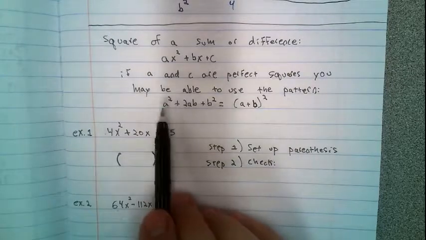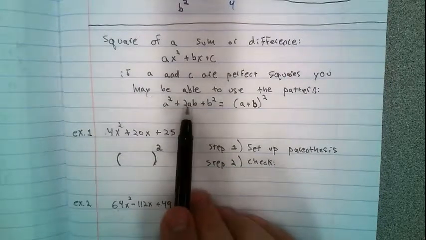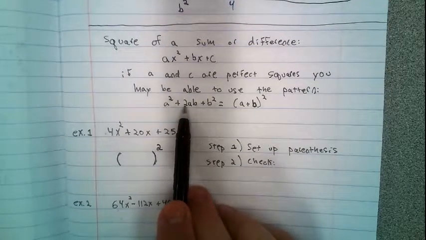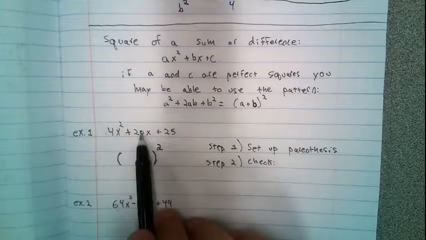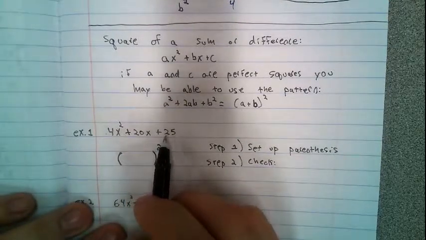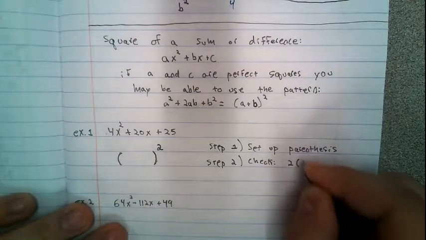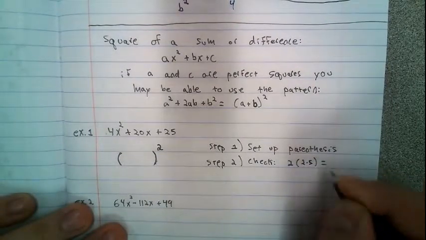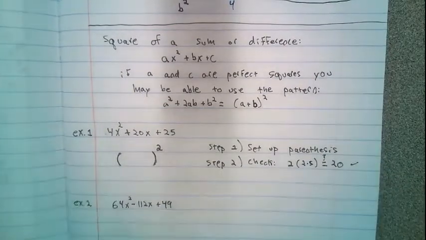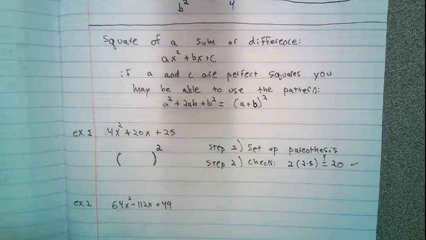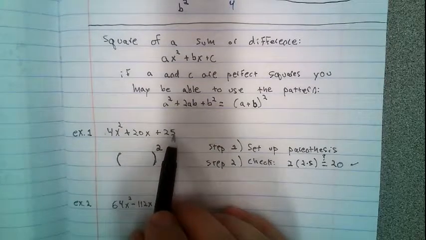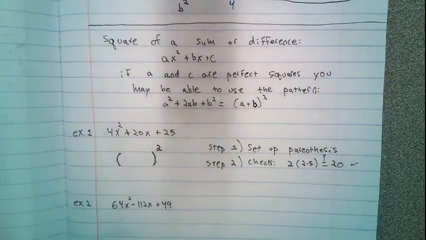So if this pattern is true, then the square root of a squared is a, and the square root of b squared is b. If I double that number, 2ab, I should get this. So what's the square root of 4? 2. Square root of 25 is 5. So if I double 2 times 5, which is 10, does that give me 20? It does. That means I can use this pattern. So it worked out perfectly.